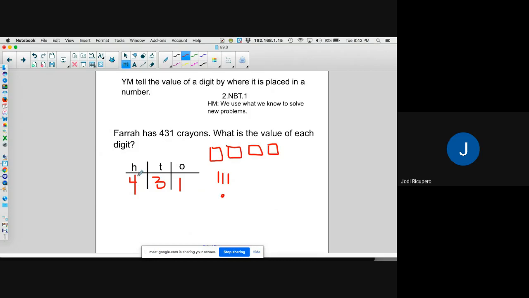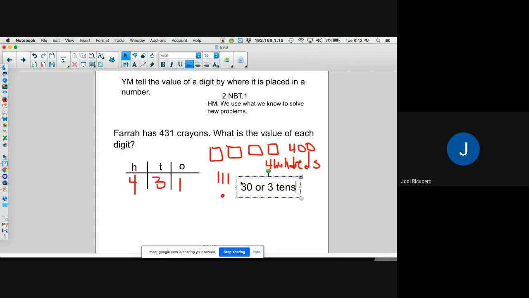So I know the value of the 4 is 400 or 4 hundreds. The value of the 3 is 30 or 3 tens. The value of the 1 is 1 or 1 one.